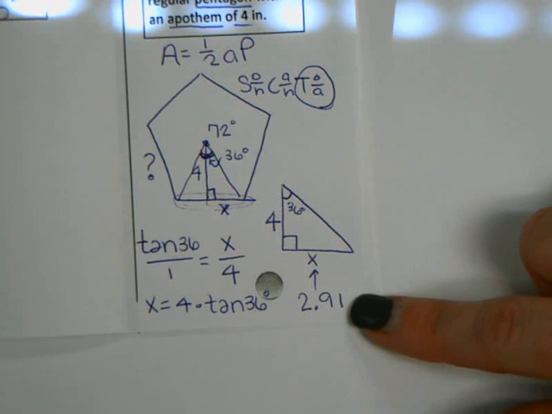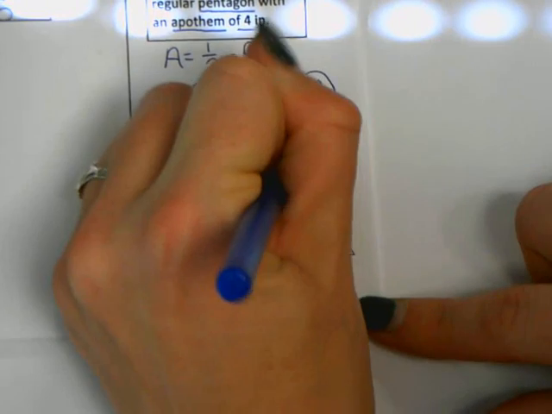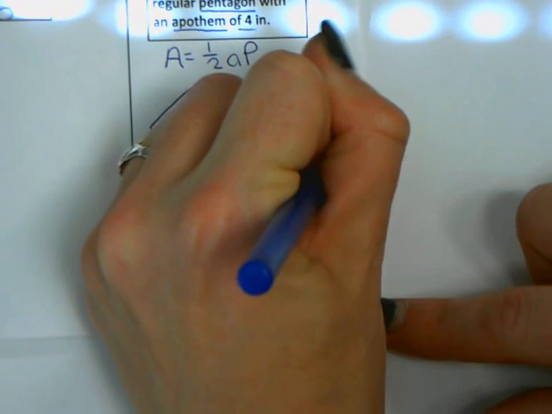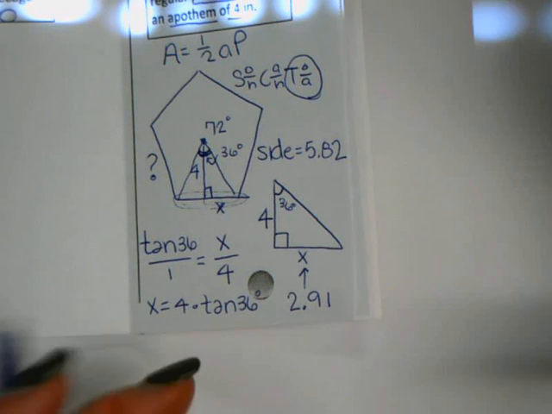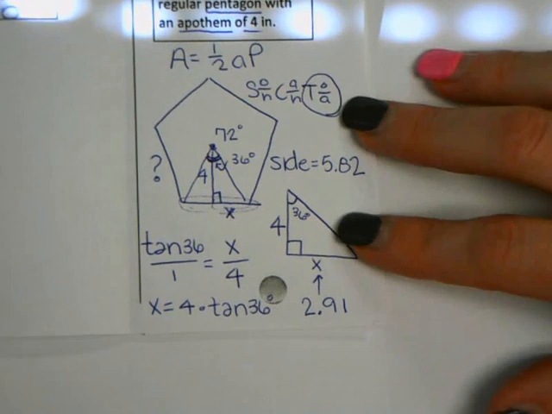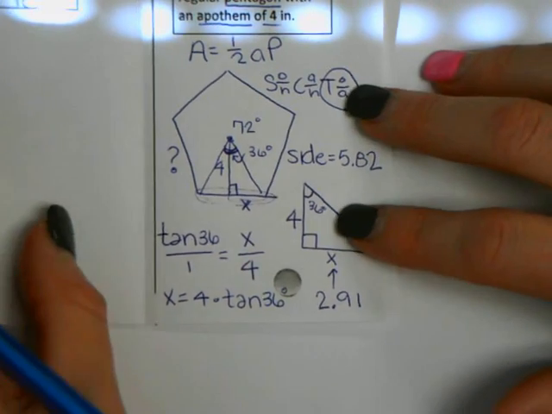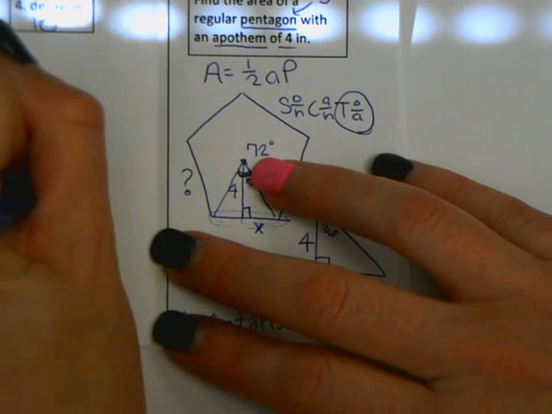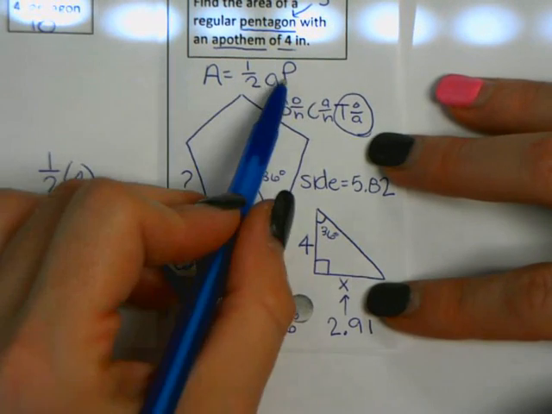Now remember, this is just part of the side. So to get the whole side, I will have to take that 2.91 times 2. And I get a side length of 5.82. Now I'm ready to solve. So I know it takes a little bit of work. If you run out of room, write on your comp book and just make sure you're marking everything to stay together.